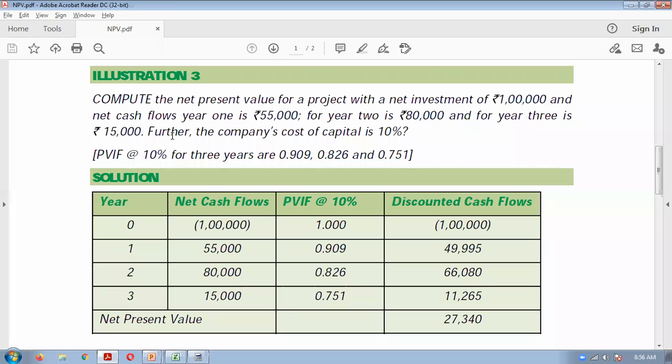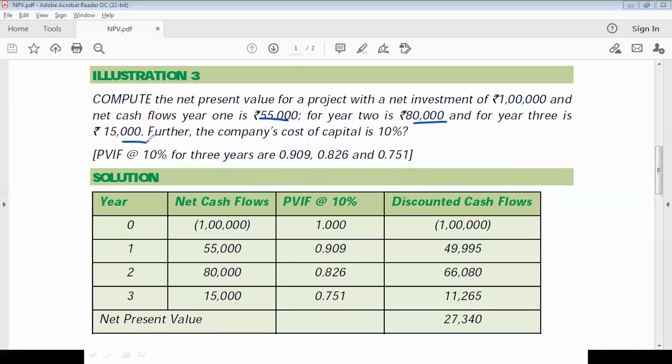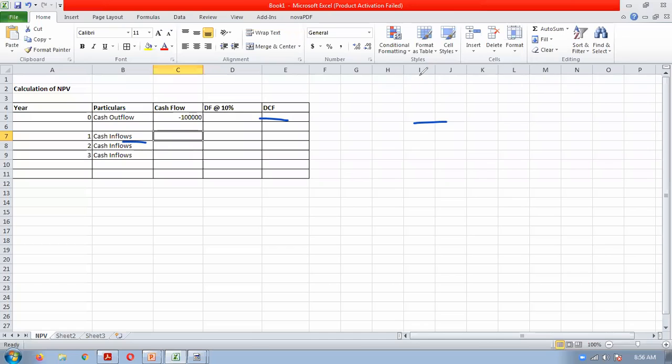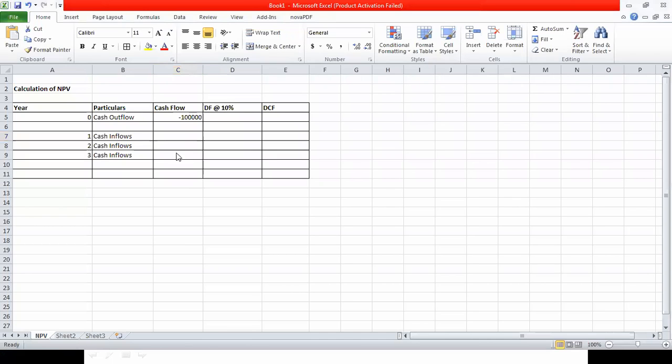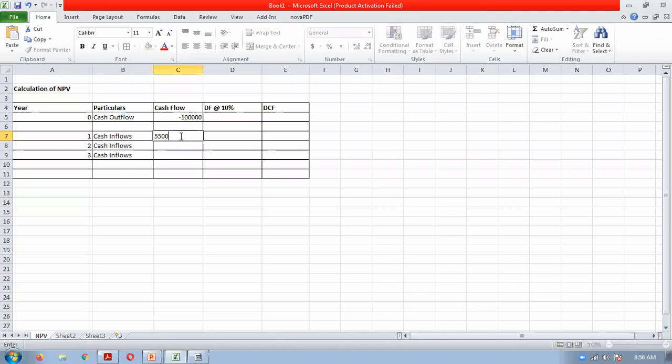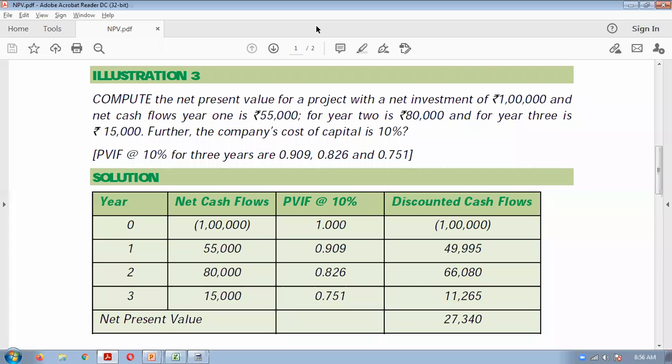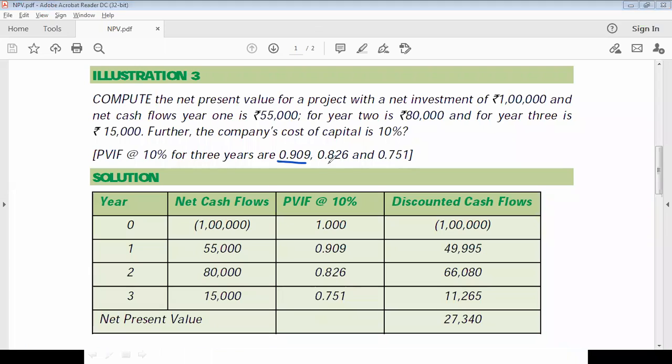So what are the cash inflows respectively? 55,000, 80,000, and 15,000. Discounting factor, no need of calculating because it is given in the question. So we will have to use this only. No need of calculating. See, the discounting factors for 3 years are given in the question.